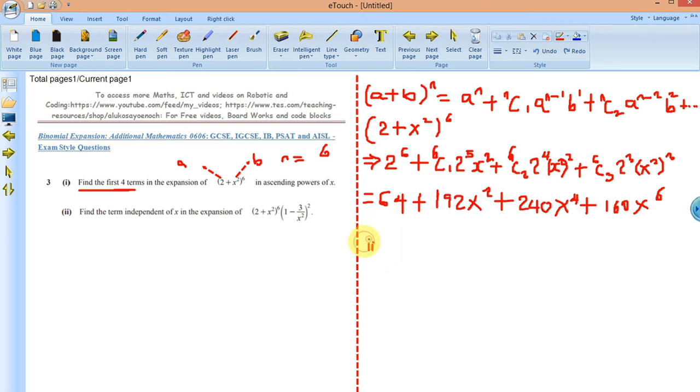Part 2. Now find the term independent of x in the expansion of this. So guys, don't forget, terms independent of x, so we will be dealing with the coefficient only. Okay, so now let's get started with the first one. I have this one here. This is plus, so no problem about that.